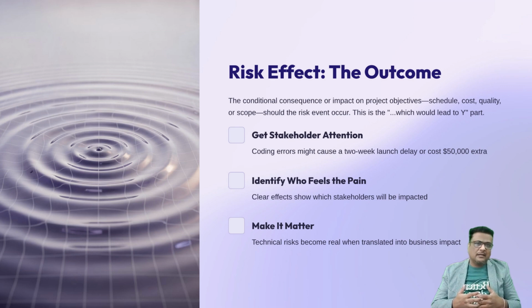I remember a project where the sponsor didn't care about our technical risks until we explained the effect. It will cost us an extra $50,000. Suddenly, they were very interested. By clearly stating the effect, you identify which stakeholders will feel the pain. Now, while we have all three parts, we need to learn how to snap them together like building blocks, which leads us to the standard risk statement.